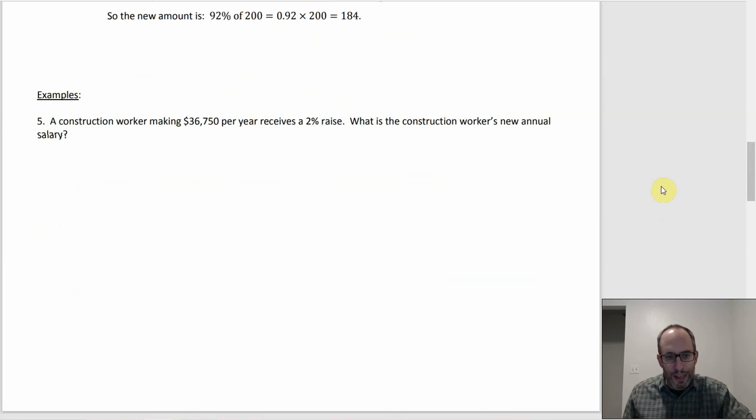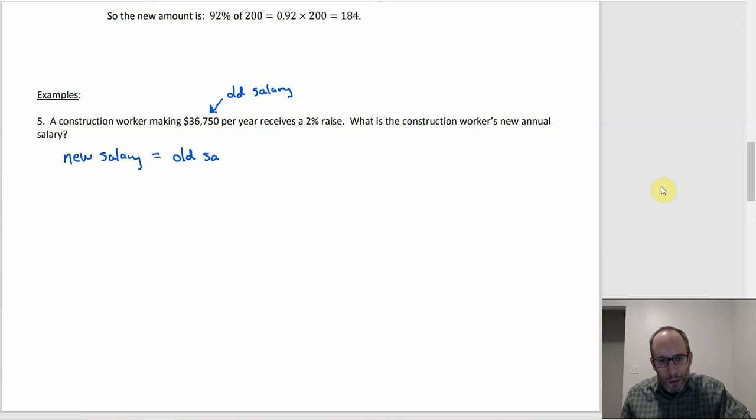All right, well, I guess if we think of the $36,750 as being the old salary, that's what I'm going to call it when I write this out. So I'm just going to think of this as old salary. And I'm going to say that the new salary would be equal to the old salary and then plus the 2% raise. But the 2% raise would be 2% of the old salary. So 2% of the old salary.